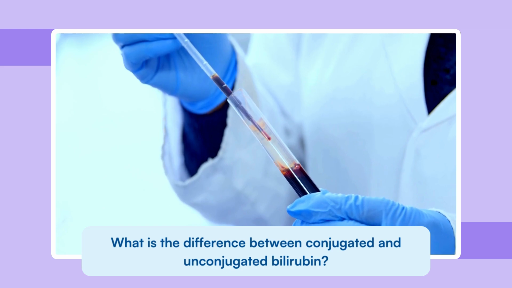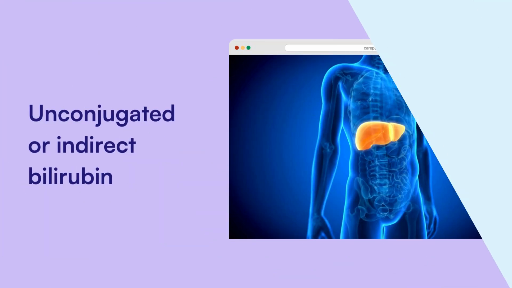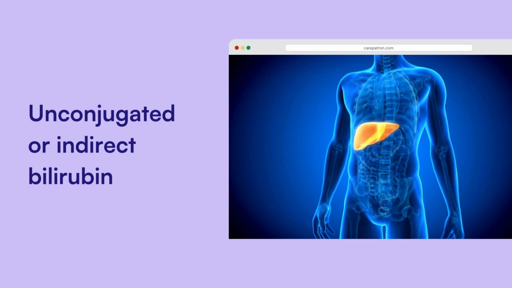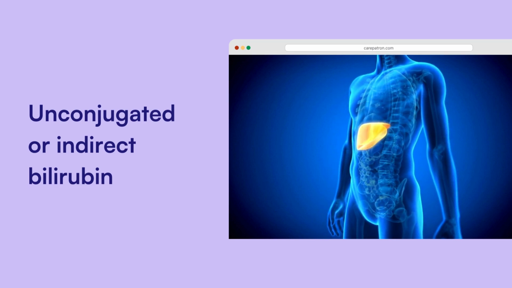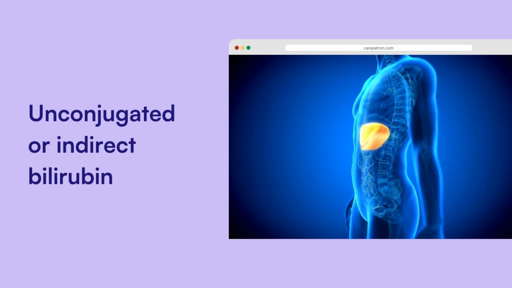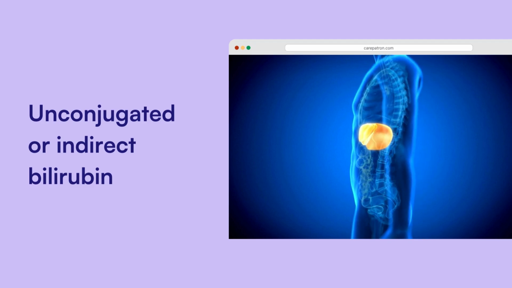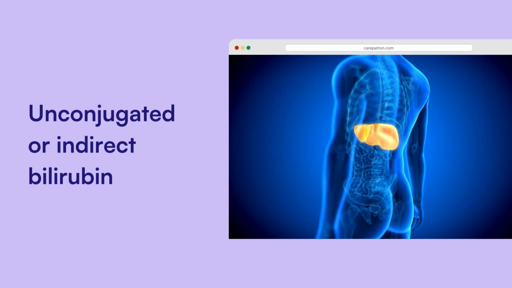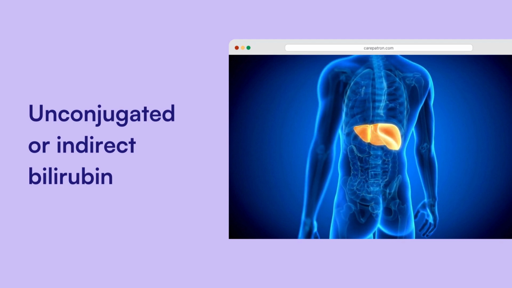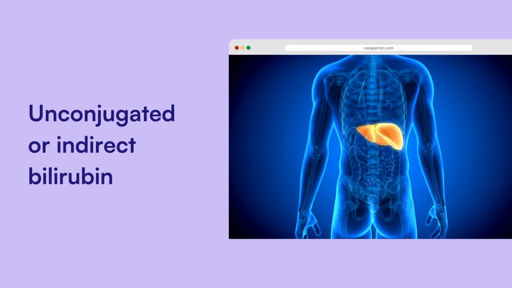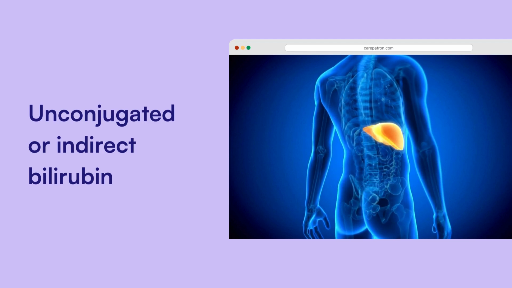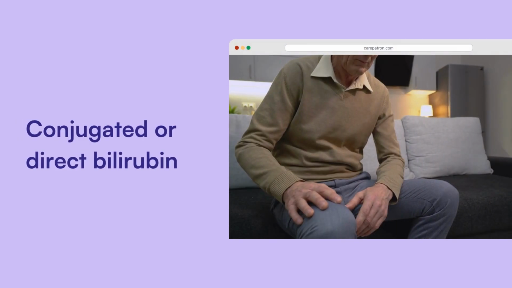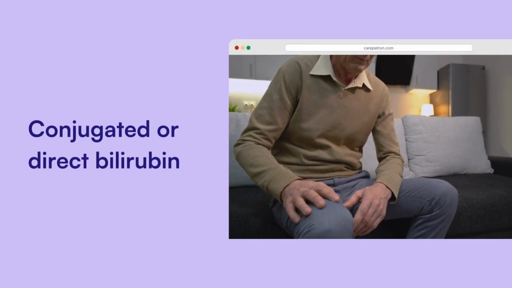What is the difference between conjugated and unconjugated bilirubin? There are two main types of bilirubin. Unconjugated, or indirect bilirubin, is insoluble in water and travels in the blood attached to a protein called albumin. It's sent to the liver where it gets conjugated, basically bound to a sugar molecule, so it becomes soluble. High levels of unconjugated bilirubin can be caused by hemolytic anemia, problems with liver uptake, or certain genetic conditions like Gilbert's syndrome.